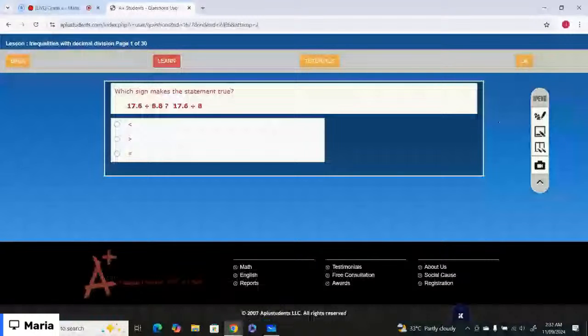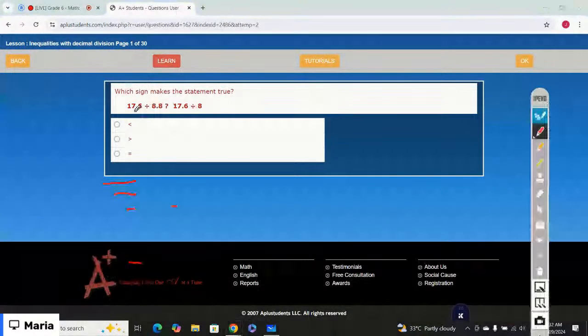Then the first one is 17.6 divided by 8.8. Okay, so just look at this one. Here the dividend has one decimal place, right? That means you need to move the decimal point one place right in both the divisor and dividend, right? So that would be 176 divided by 88. Here you don't have any decimal place. Got it? So just divide 176 by 88.